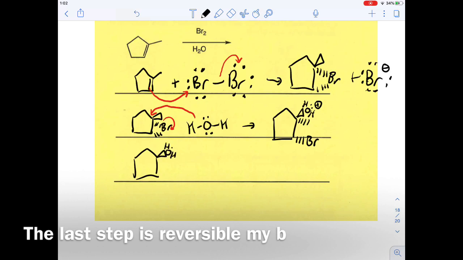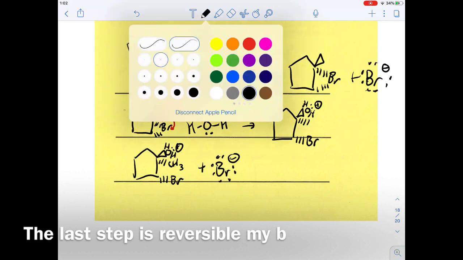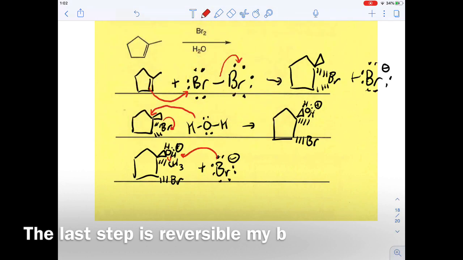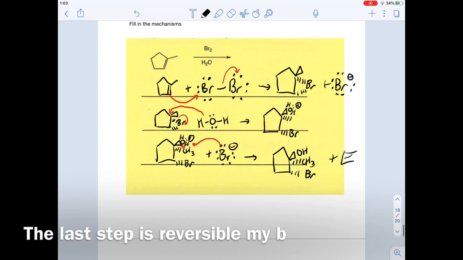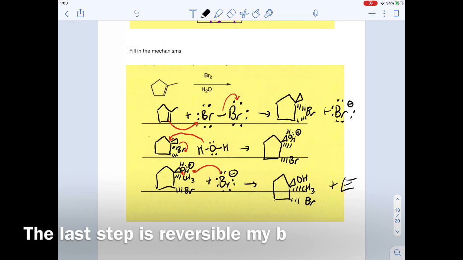So the last step is deprotonating your OH, like so. I'm going to use the Br counter ion. Doesn't matter which one you use, whether you use water or that. Okay. And then the electrons go into it. Sorry, I'm running out of space. And this is your final product. Okay. You could say plus an enantiomer in this case, since you have to do it both ways.